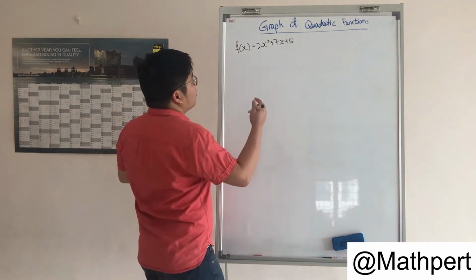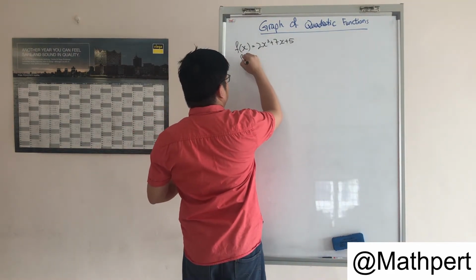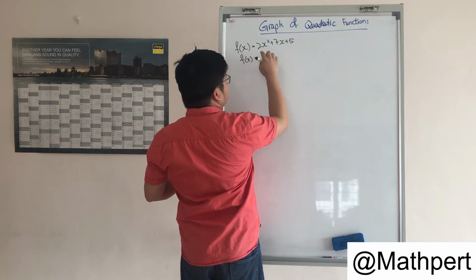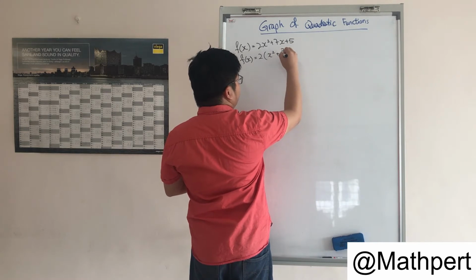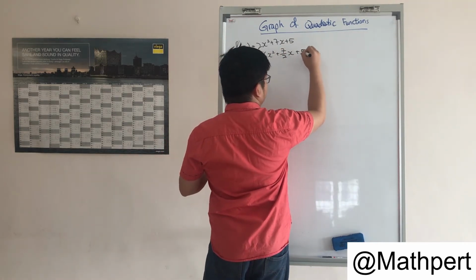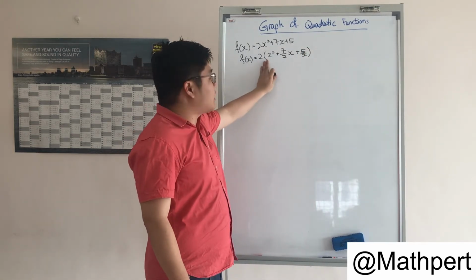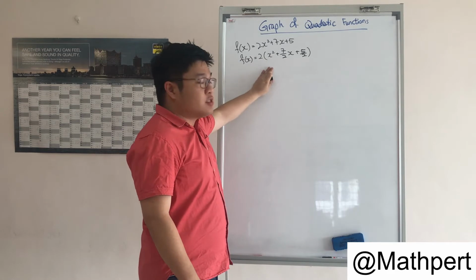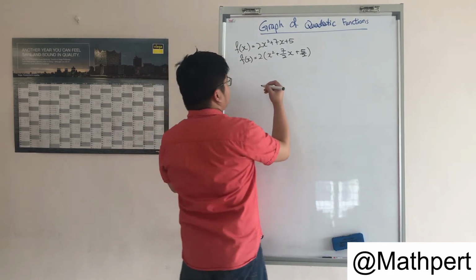So this is also equal to f(x). We take the 2 out: 2 multiply x squared plus 7 over 2 x plus 5 over 2. When we multiply the 2 back inside, we still get back the same. Okay, now we do the completing square.